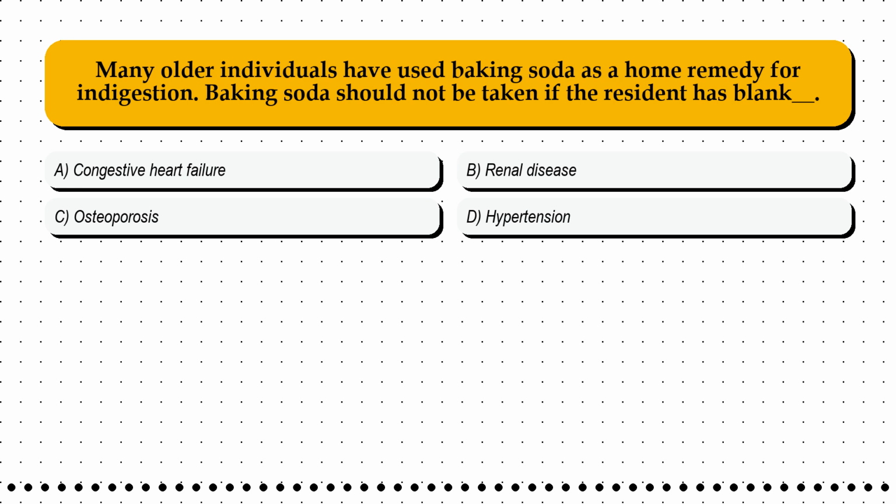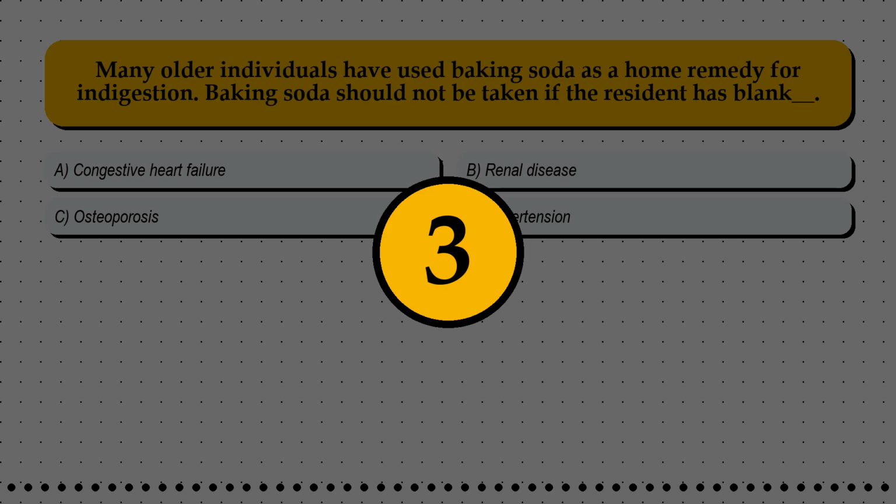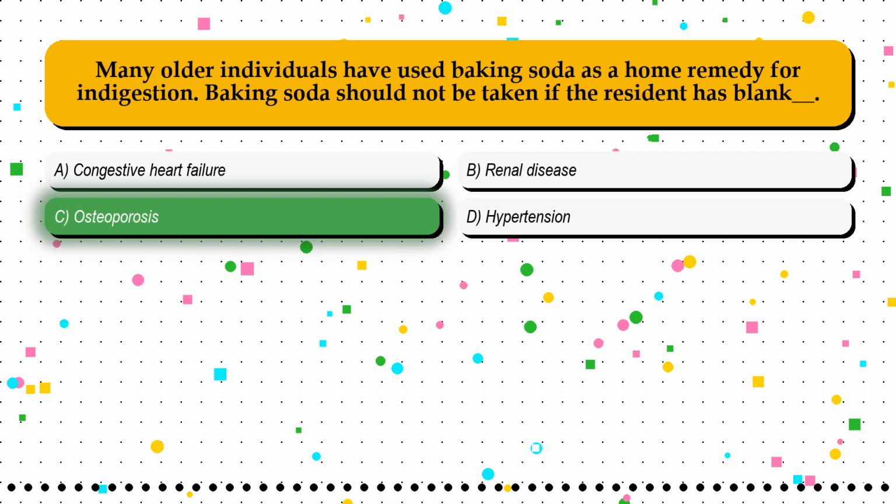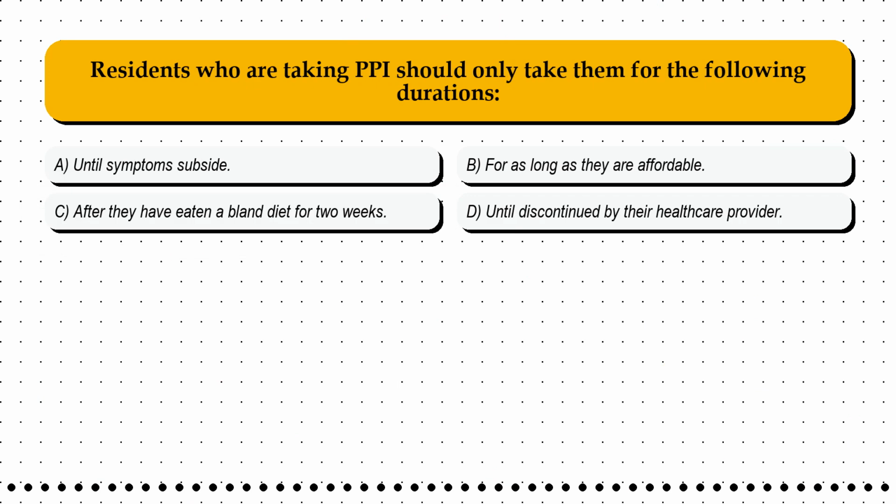Baking soda should not be taken if the resident has blank blank. Option A. Congestive heart failure. Option B. Renal disease. Option C. Osteoporosis. Option D. Hypertension. The correct answer is option C. Osteoporosis. Question 282. Residents who are taking PPIs should only take them for the following durations.